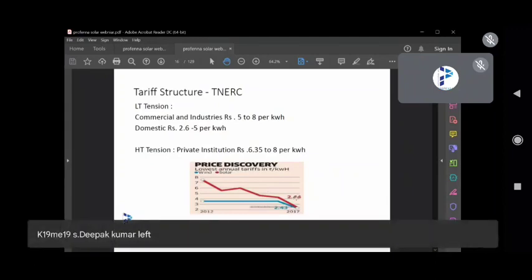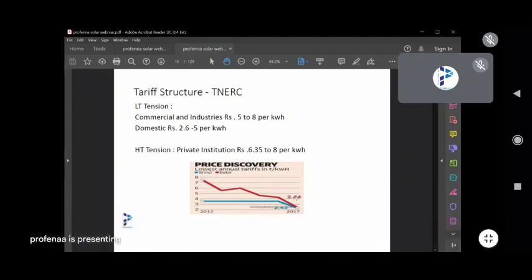So does anyone know what the solar tariff is? It is less than 2 rupees per unit. But for the electricity board, it will go to 8 rupees, 9 rupees, 10 rupees. Every year it will be increased. So that is why all have come to solar.